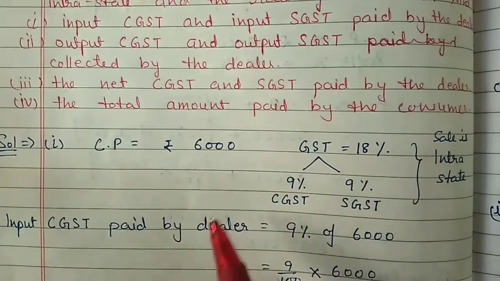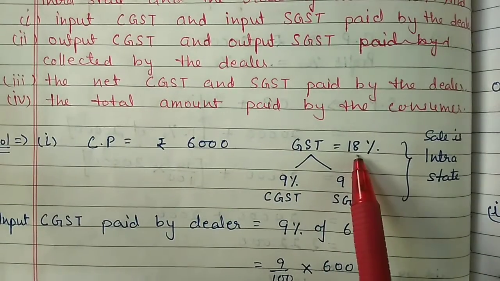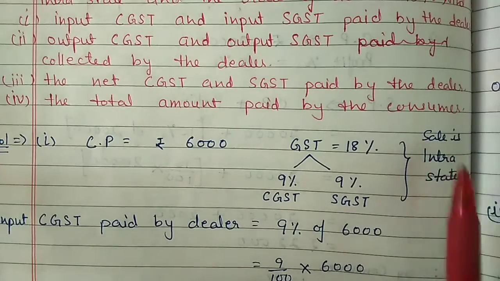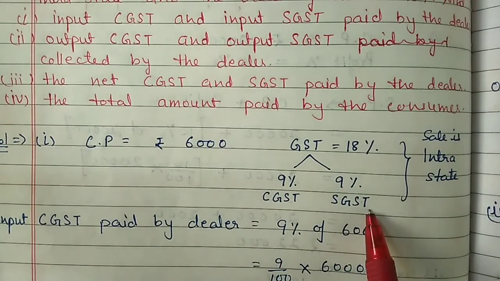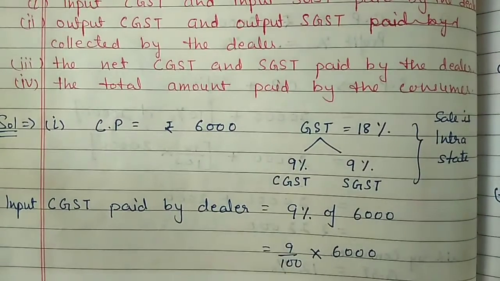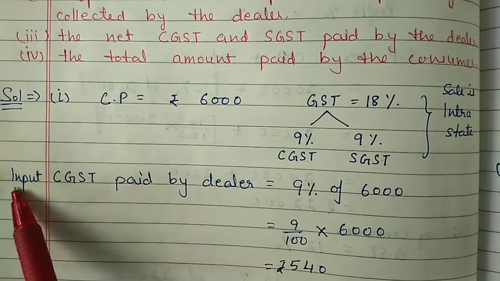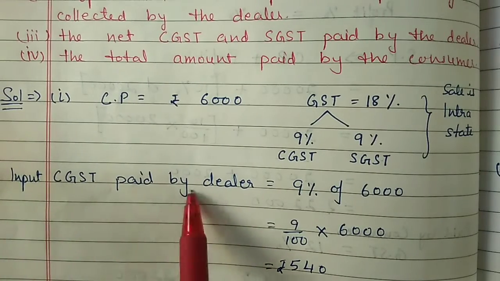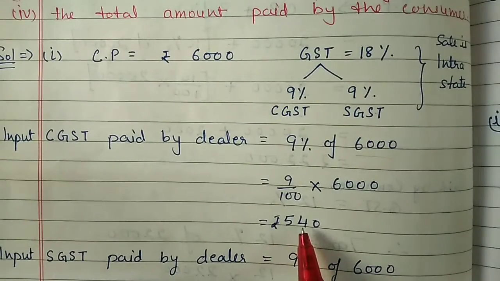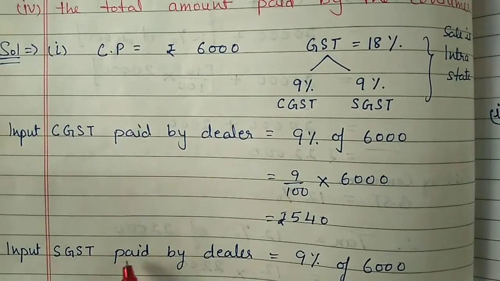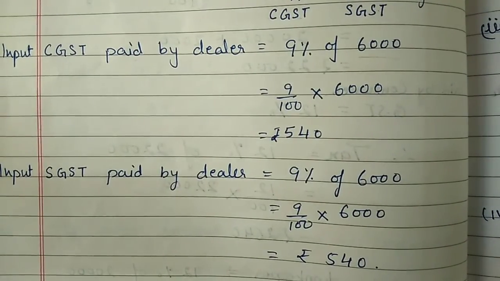So first, the cost price of the article is 6,000 rupees. GST is given here, 18%. Because the sale is intra-state, it means 9% CGST and 9% SGST. So first, when the dealer purchases, at that time he has to pay some tax that will come under input. So input CGST paid by the dealer will be 9% of 6,000, equal to 540 rupees. And input SGST paid by the dealer is 9% of 6,000, again 540 rupees.